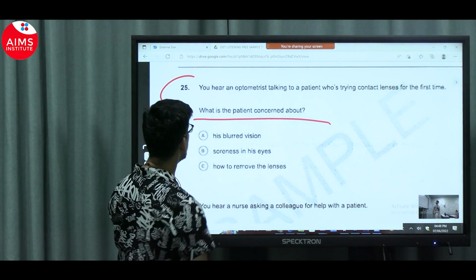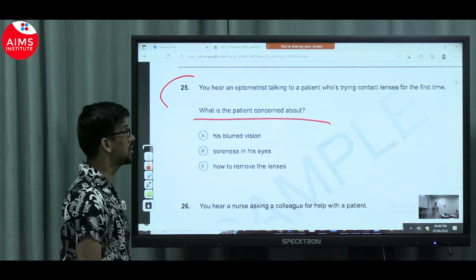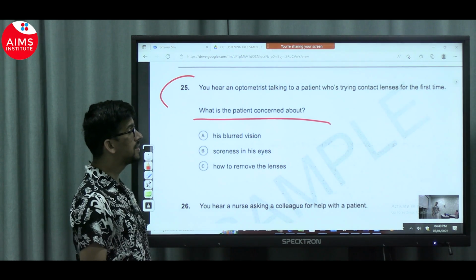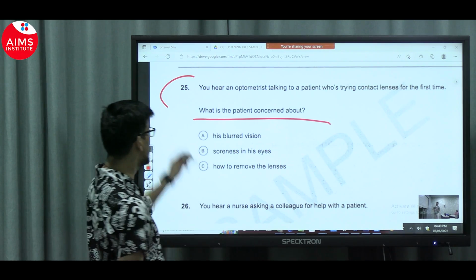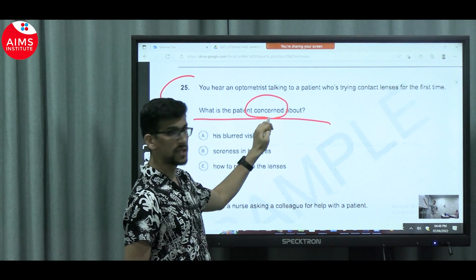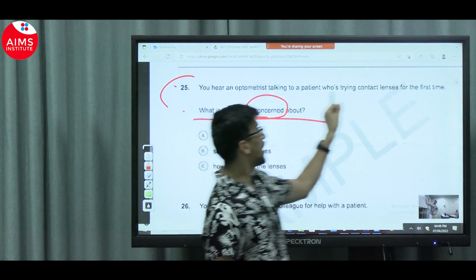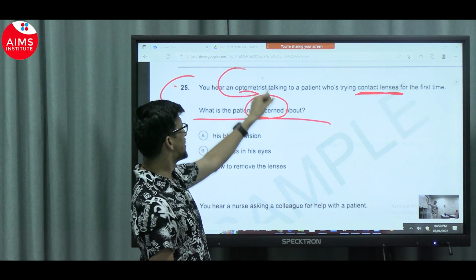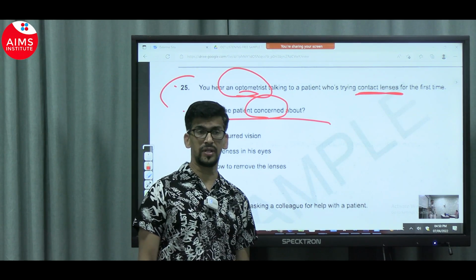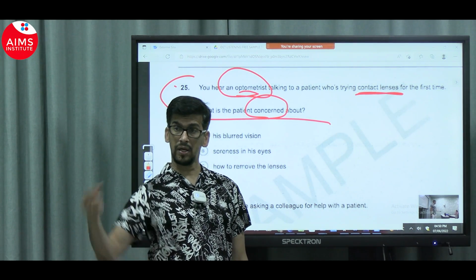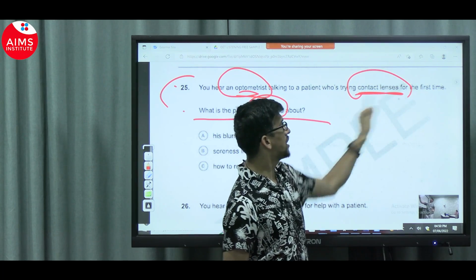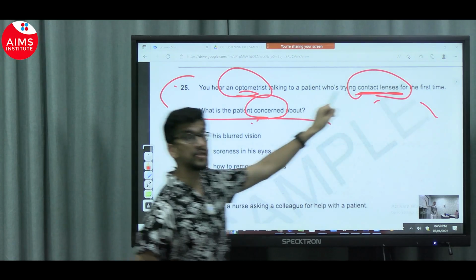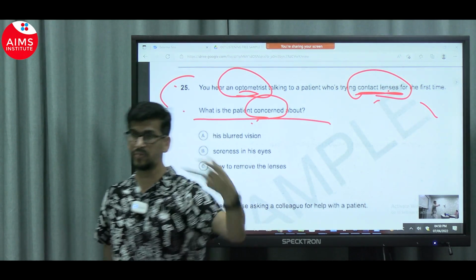What is this context about? You hear an optometrist talking to a patient who is trying contact lenses for the first time. So, you see in the question you understood the patient is concerned, and you know he is trying contact lenses for the first time. He is seeing an optometrist. When we see an optometrist, we may see one for many things. But here, optometrist and contact lenses for the first time. These two thoughts are given. So that means this concern will be something related to trying contact lenses for the first time.